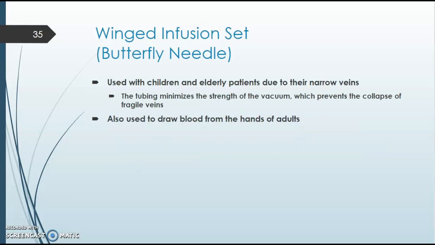As far as the winged infusion set, which is the butterfly needle I touched on earlier, the most common time we need to use this needle is for children and the elderly, just because their veins are much smaller. This can also be nice for patients that pass out or are afraid of the needle. It's a smaller gauge, and so typically less pain.